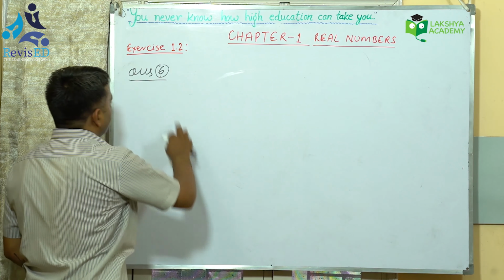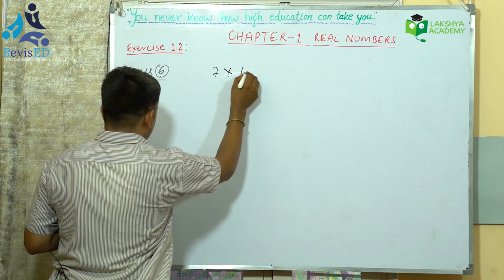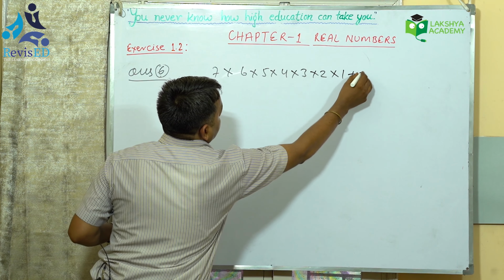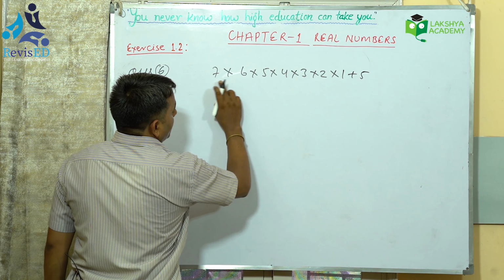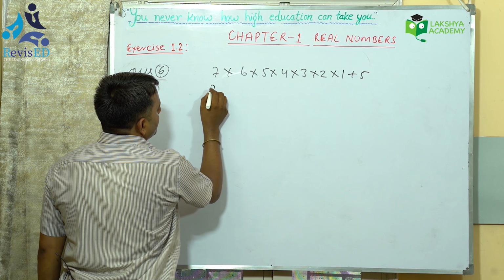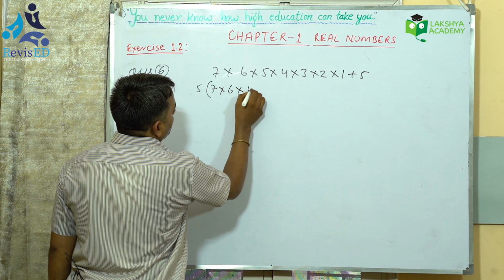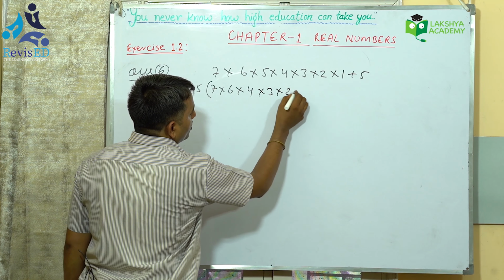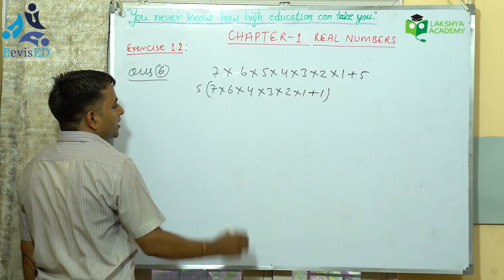Now coming to the second part of the same question. We need to prove whether 7 into 6 into 5 into 4 into 3 into 2 into 1 plus 5 is a composite number or not. So we will take 5 as common from here. This will be 5 times (7 into 6 into 4 into 3 into 2 into 1 plus 1), because 5 is common, so it will be 1 itself now.